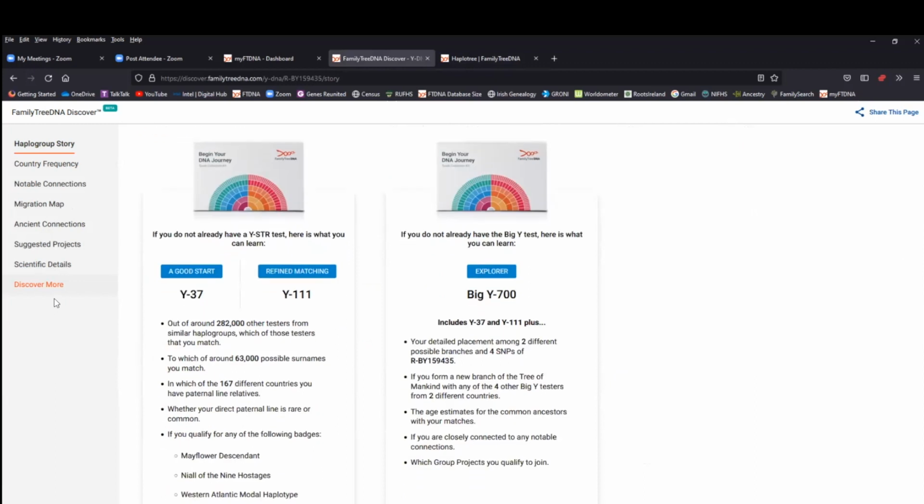The Discover More is just encouraging you to upgrade then. So if you haven't done a Y test, that's where you would start, and that's your 3 different levels of test that are available. So that's just on the Discover More button at the bottom. So that's everything I've shown you there.